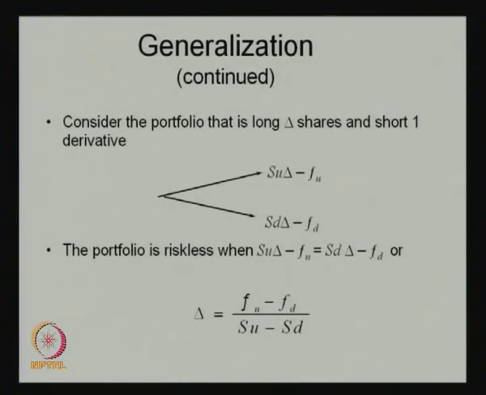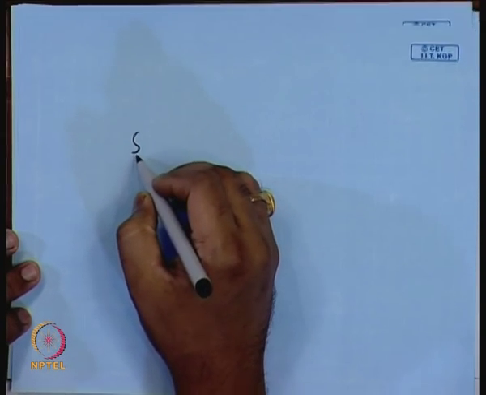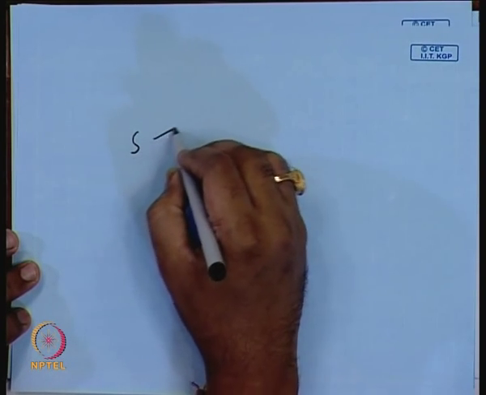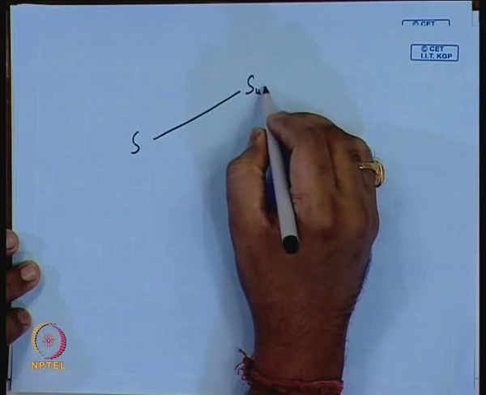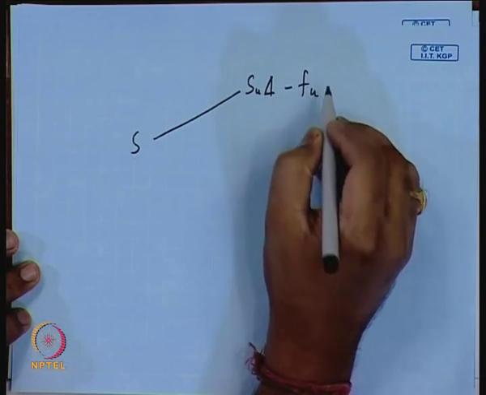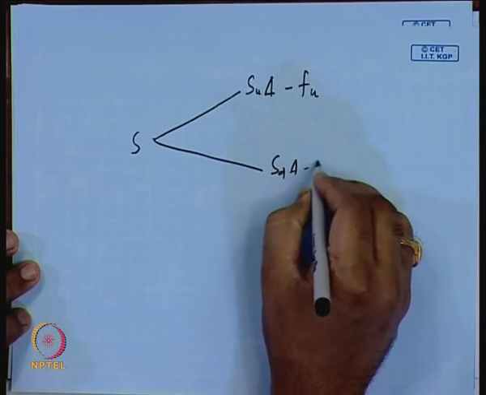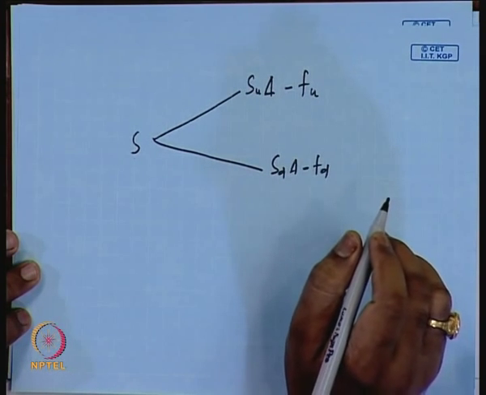So, how is it done? Let us consider a portfolio that is long delta shares and short one derivative. That means he is buying delta amount of shares and selling one derivative. Then it can go up to S_u, so the payoff is S_u delta minus f_u, or on the down side he gets S_d delta minus f_d.